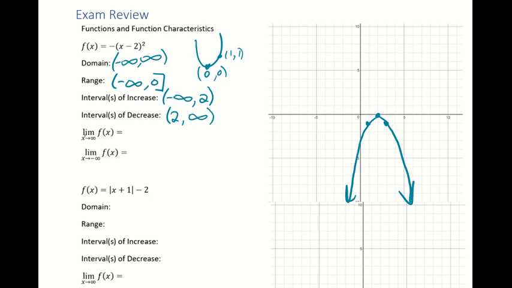Our limit as x approaches infinity of f of x. We're looking at the y-coordinates as x approaches infinity. So that is negative infinity. Same thing when we're looking at as x approaches negative infinity. Right? As x approaches negative infinity, the y-coordinates keep decreasing.